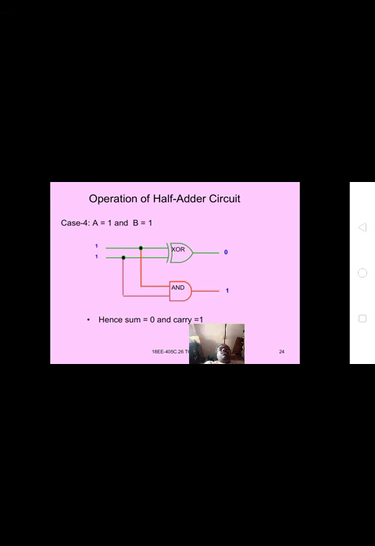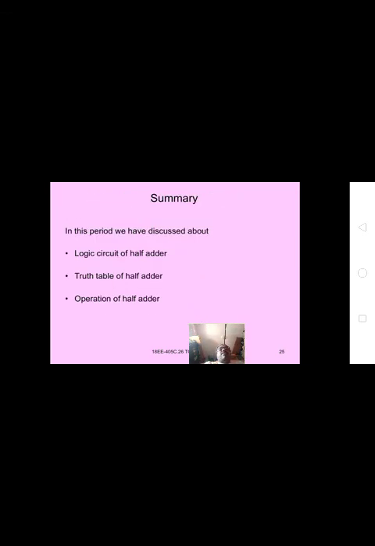Case 3: A equal to 1 and B equal to 0. We are giving 1, 0 to the input. We are getting the output 1, 0. Sum is 1 and carry is 0. Case 4: A equal to 1 and B equal to 1. We are giving the inputs 1, 1. We are getting the output 0, 1. Hence, sum equal to 0 and carry equal to 1. In this session, we have discussed the logic circuit of half adder, truth table of half adder, and operation of half adder. Okay.